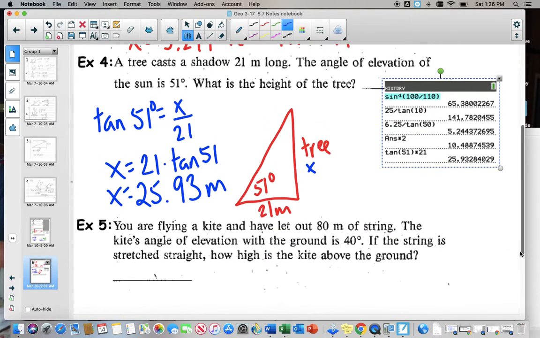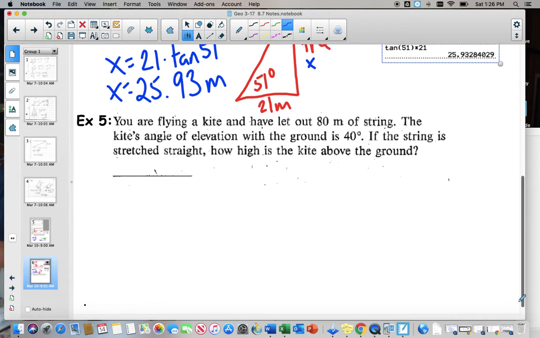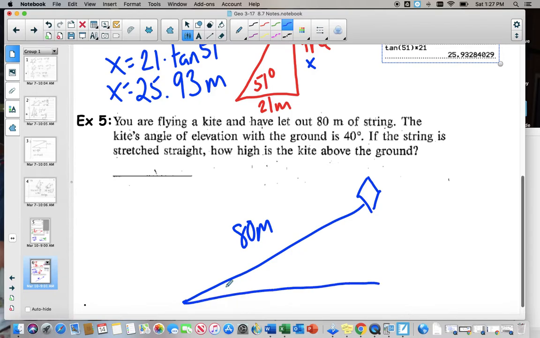Last example here, flying a kite. So we have the kite, string, 80 meters. That is 40 degrees. How high is the kite off the ground?